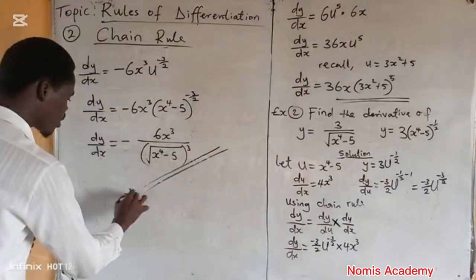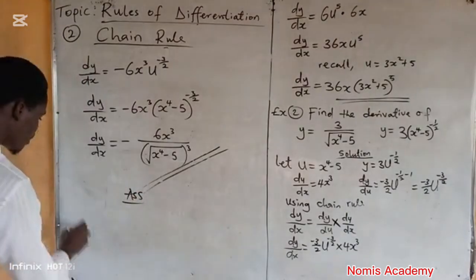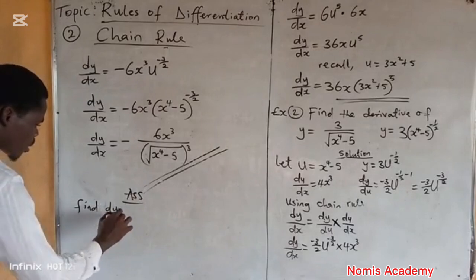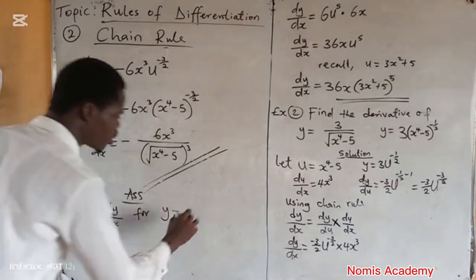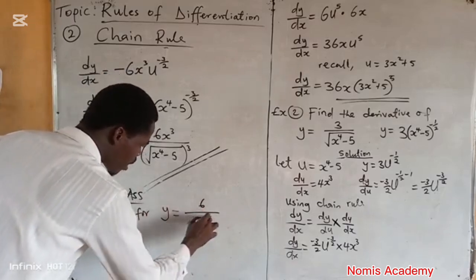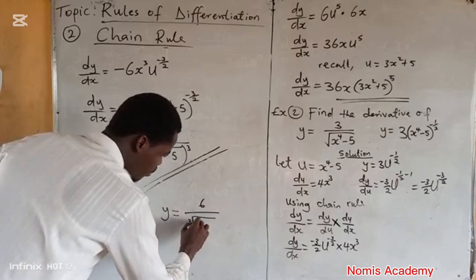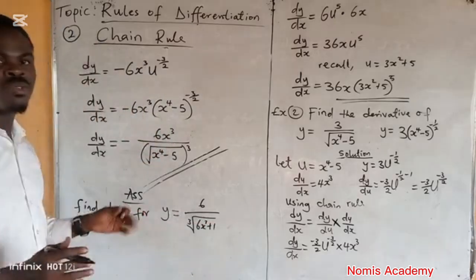Take this as your assignment and share your answer in the comment section. Find dy over dx for y equal to 6 all over the cubic root of 6x squared plus 1.